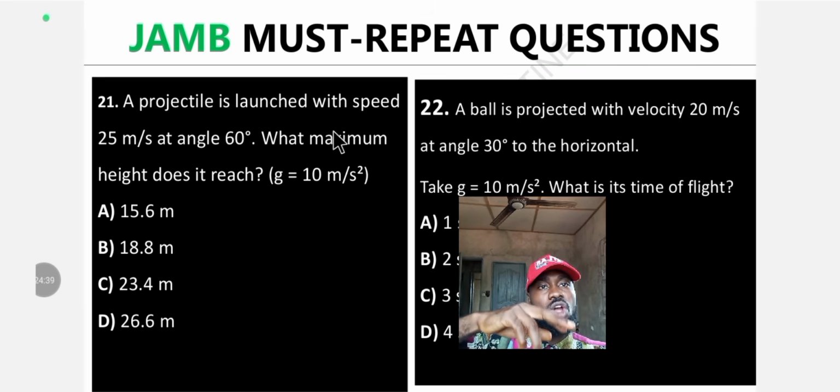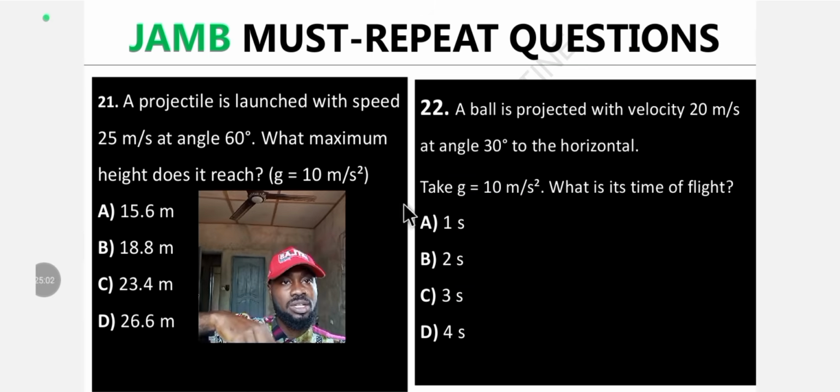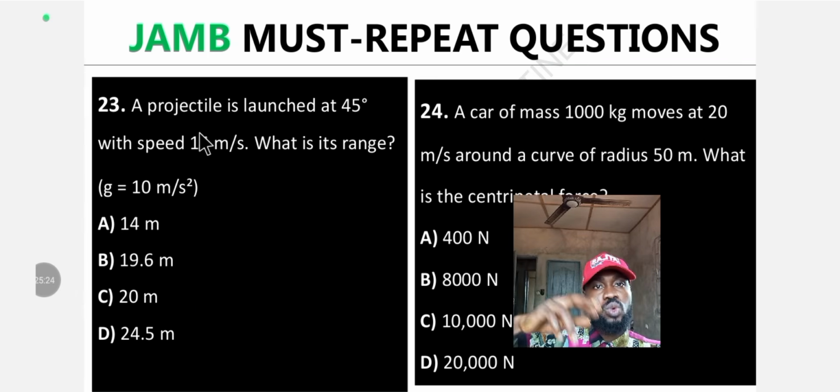Question 21. A projectile is launched with a speed of 25 meters per second at an angle of 60 degrees. What maximum height does it reach? Take acceleration due to gravity equal to 10 meters per second squared. A. 15.6 meters. B. 18.8 meters. C. 23.4 meters. D. 26.6 meters. Drop your answer in the comment section. Question 22. A ball is projected with velocity 20 meters per second at an angle of 30 degrees to the horizontal. Take acceleration due to gravity equal to 10 meters per second squared. What is its time of flight? A. 1 second. B. 2 seconds. C. 3 seconds. D. 4 seconds. Drop your answer in the comment section. Question 23. A projectile is launched at 45 degrees with speed 14 meters per second. What is its range? Take acceleration due to gravity equal to 10 meters per second squared. A. 14 meters. B. 19.6 meters. C. 20 meters. D. 24.5 meters. Drop your answer in the comment section.